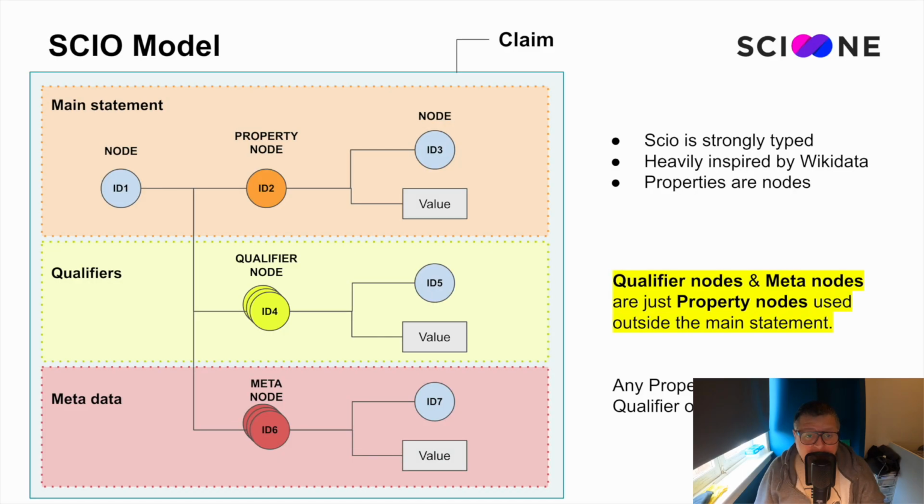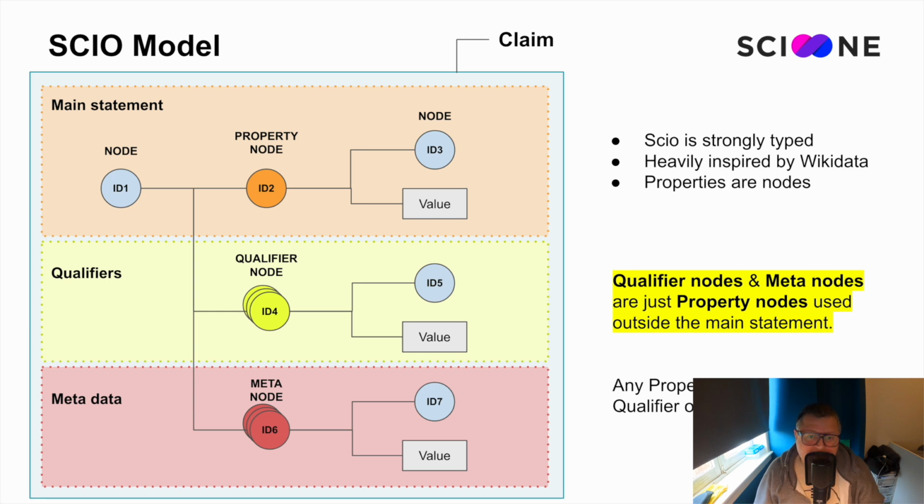Let's take a look at Scio's data model. Scio's model is heavily inspired by how Wikidata structures its knowledge. It is strongly typed, meaning that properties define the values and not types. And properties are actually nodes. As I mentioned before, Scio has only nodes and values. The main building block of Scio is a claim. A claim consists of three parts.